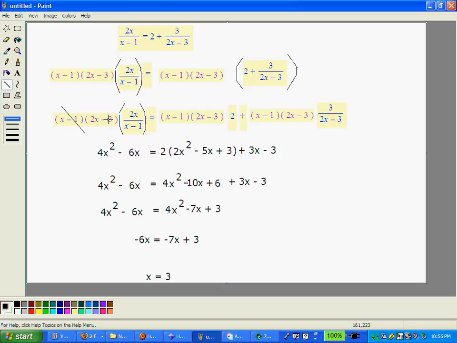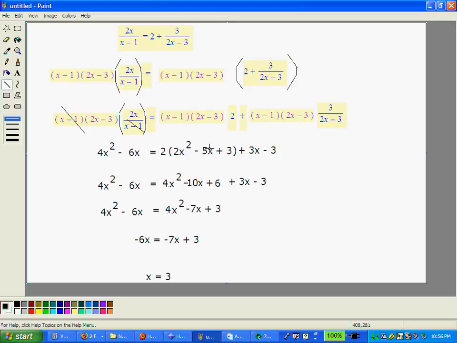x minus 1 and x minus 1 reduce. 2x minus 3 is going to multiply with 2x. So 2x times 2x is 4x squared. Minus 3 times 2x is minus 6x. Okay, so that's where that comes from on the left-hand side.